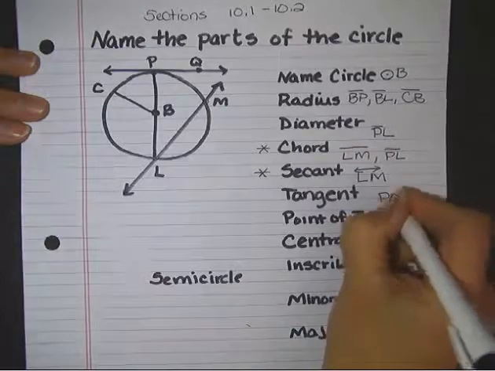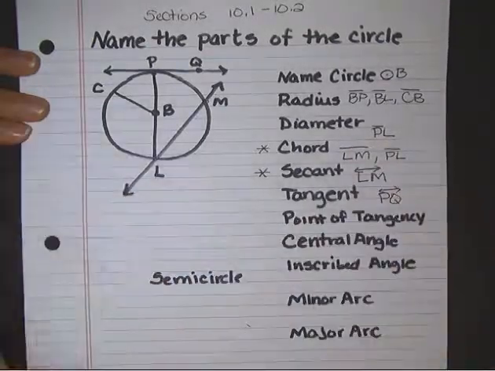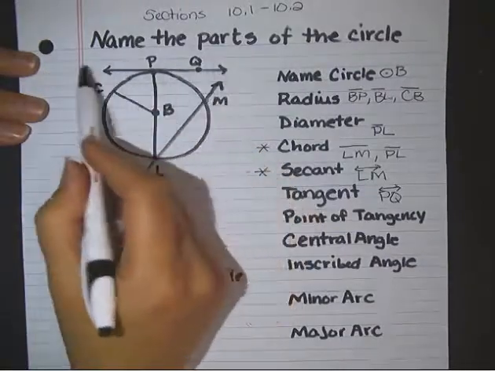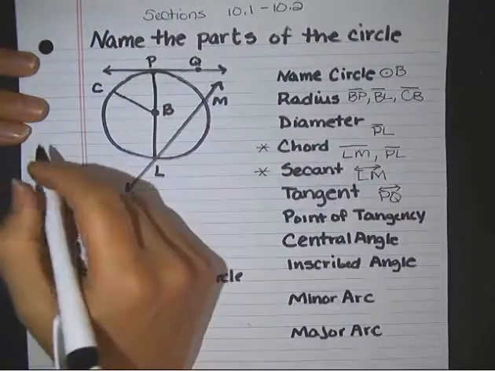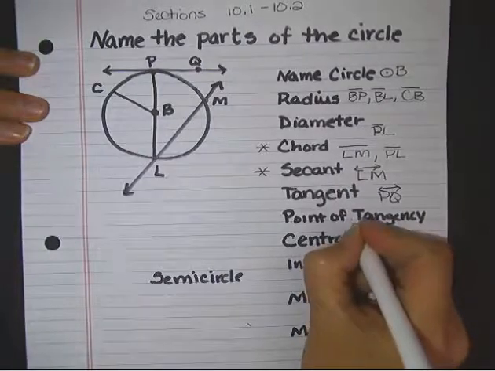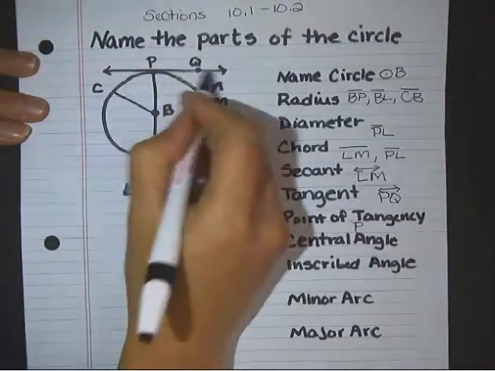Sometimes that will look like a segment or a ray, and that's fine as long as you realize that it is the line that can only touch the circle one time. Point of tangency would be P, that's a single point where the tangent line has touched the circle.